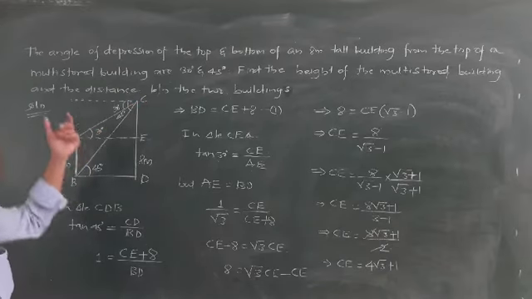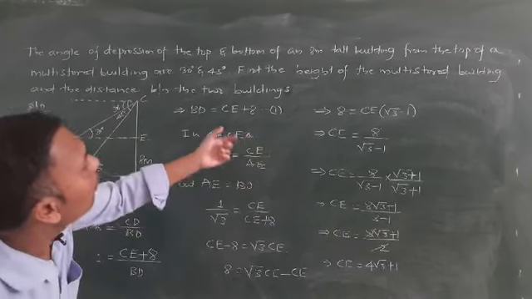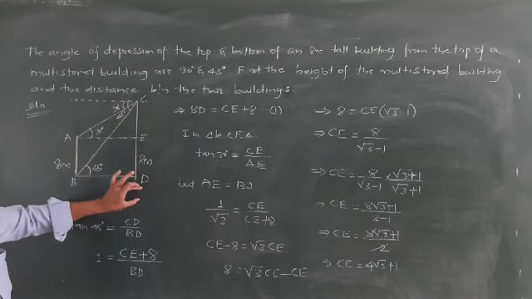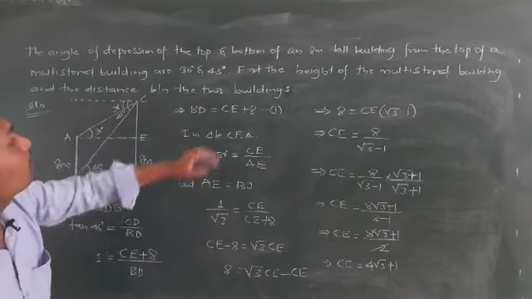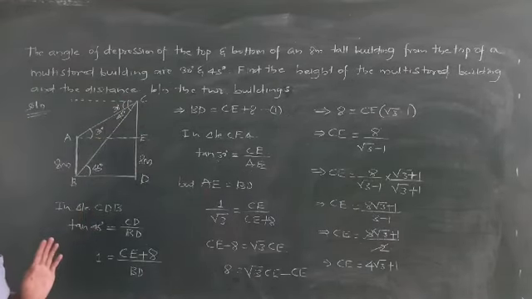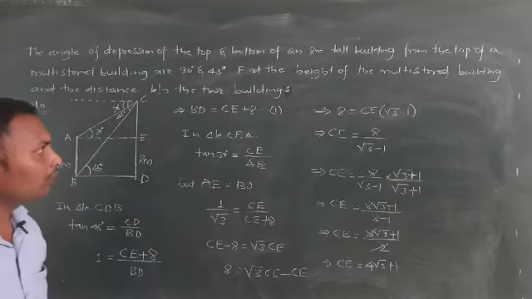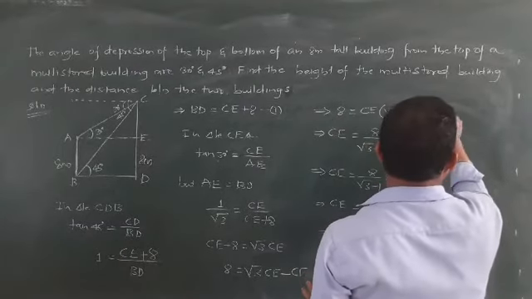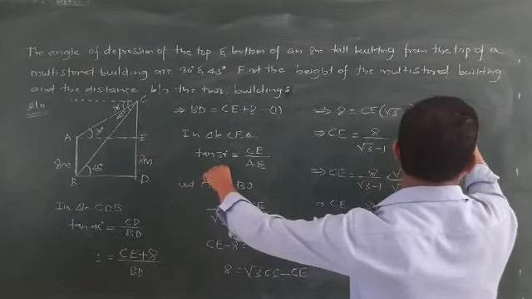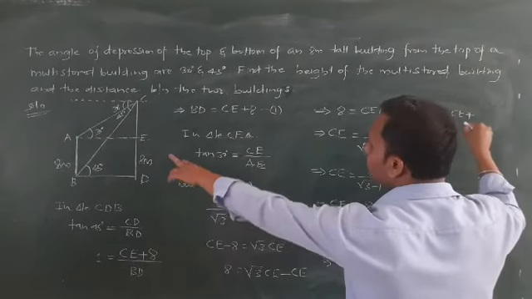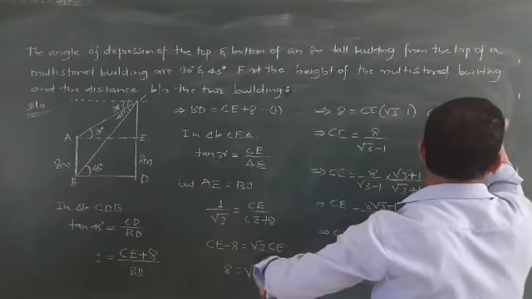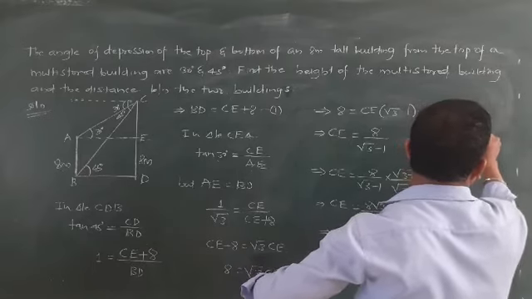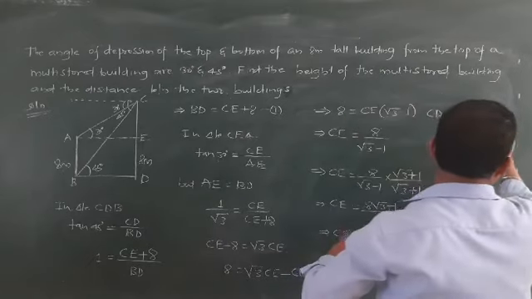But what we need here? Find c. The question is what? Find the height of the multi-storied building. So CD is our multi-storied building, and the distance between the two buildings is BD. We need to calculate CD and BD both. So let me write here, CD is nothing but CE plus ED. Now c is 4 root 3 plus 1, plus ED, which is 8.